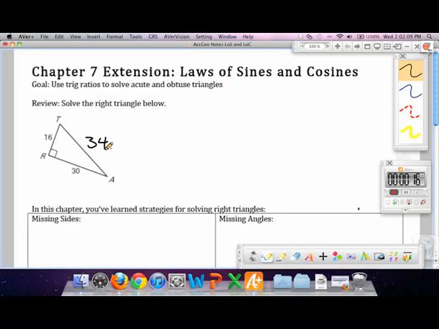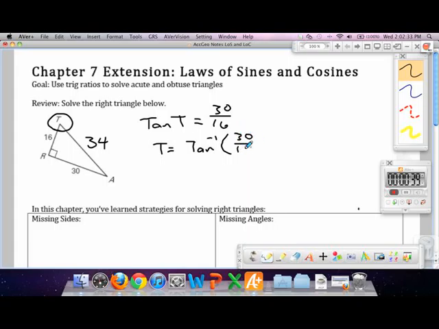Brett, what did you use? Inverse tan. Okay, so which angle were you finding? T. Okay, so you could say the tangent of angle T is equal to what? Oh, it's 30 over 60. Okay, so then T is equal to the inverse tangent of that same ratio. Okay, and Brett, what'd you get? 61 degrees? Yeah. Okay.